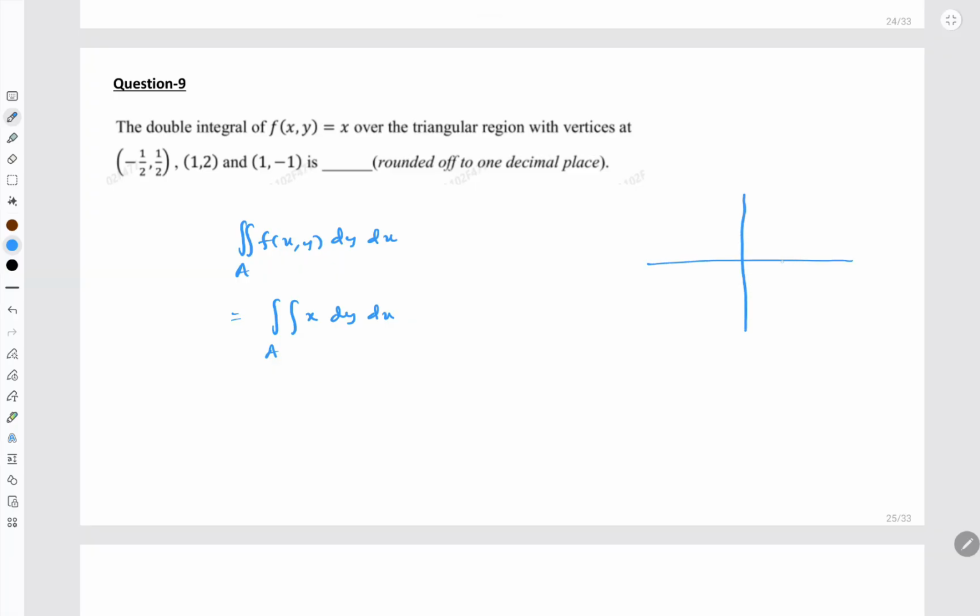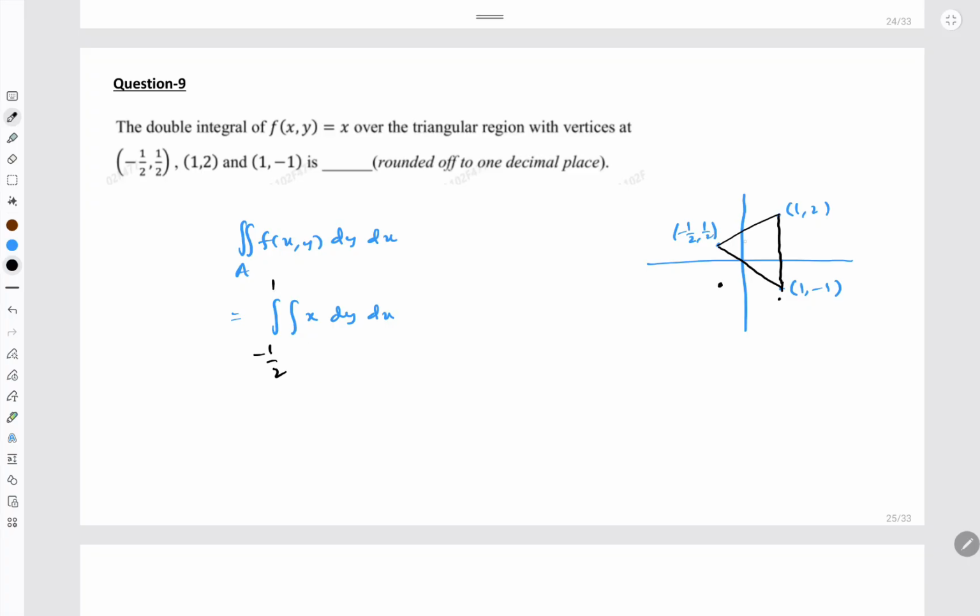1 comma 2, basically this point, 1 comma minus 1, this point, minus half comma half, basically this point. So we have to perform integration over this triangular region. So if I draw this triangular region somehow, here my x is ranging from minus half to 1, right? My x is ranging from minus half to 1.